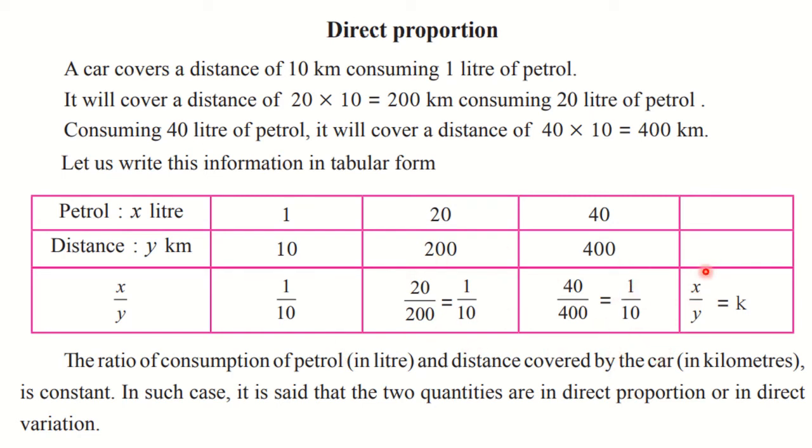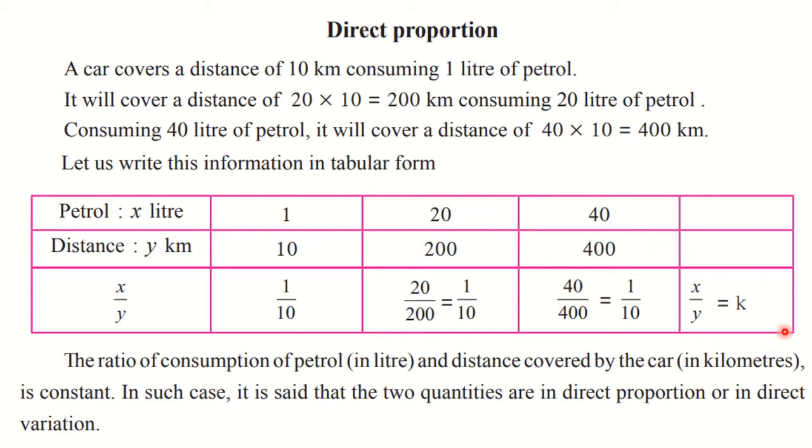That means this ratio x upon y, or the division, remains constant here. So in case of direct variation, division remains constant. You have to keep this in mind. So here the ratio of the consumption of petrol and the distance covered is constant. This type of variation is called direct proportion. So when two quantities are in direct proportion, or direct variation, their ratio, or division, remains the same.